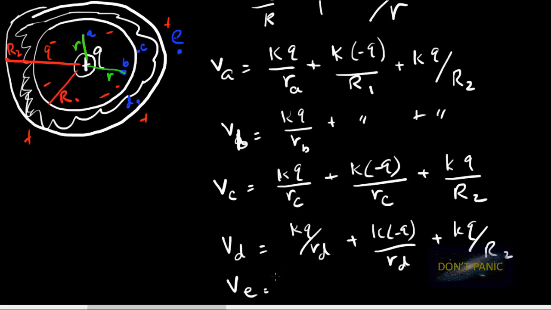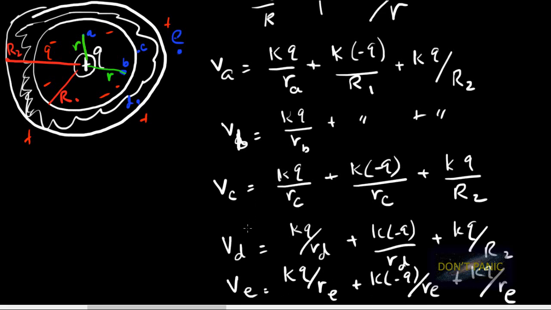Now you're outside everything. So you're going to have the contribution of the point charge, kq over RE, plus the contribution of this one, k times negative q over RE, plus kq over RE. And you're going to use small r's for all of them. These two cancel, and you're only going to be left with this term, but really the contribution of all of them is here.